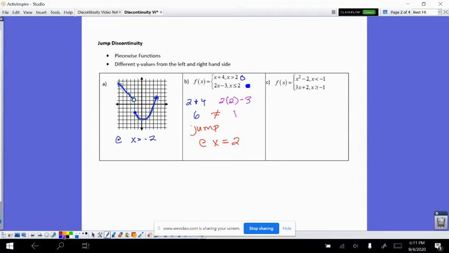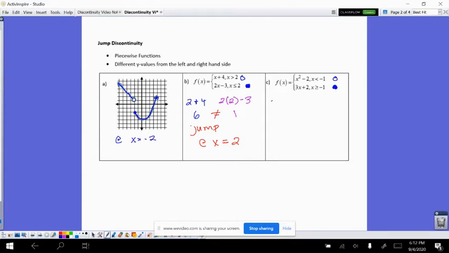Here's the same idea, but with a quadratic function and a linear function. We can see the quadratic function would end in an open circle, the linear function would end in a closed circle, and the transition is at negative 1.